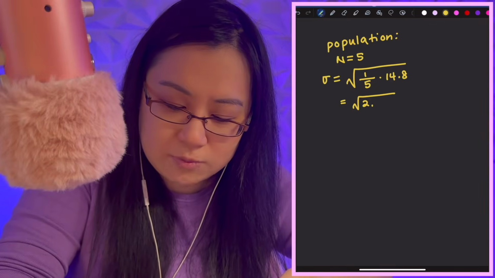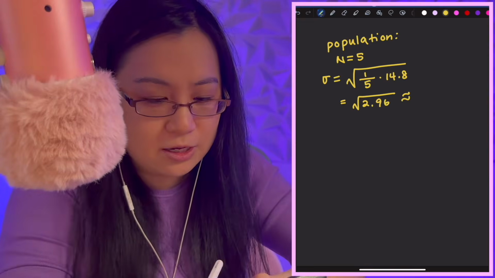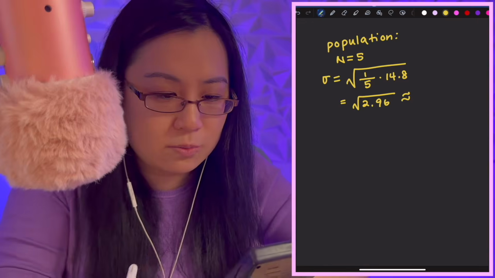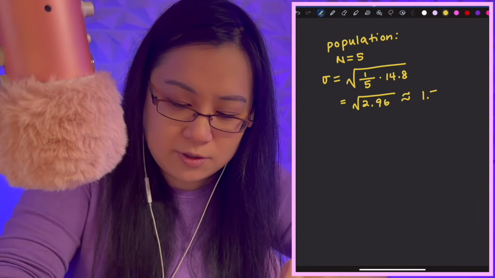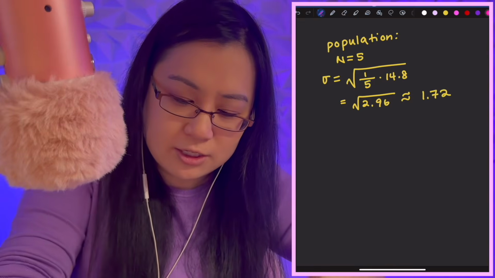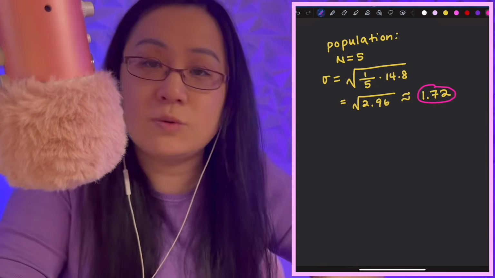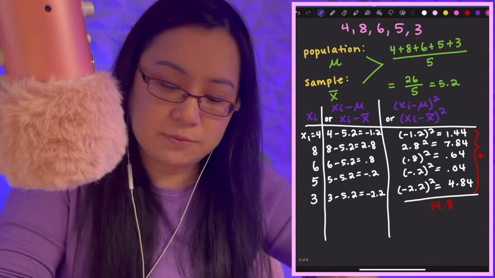So the square root of 2.96 is approximately 1.72. Okay, so our standard deviation is about 1.72 if we had this as the population.